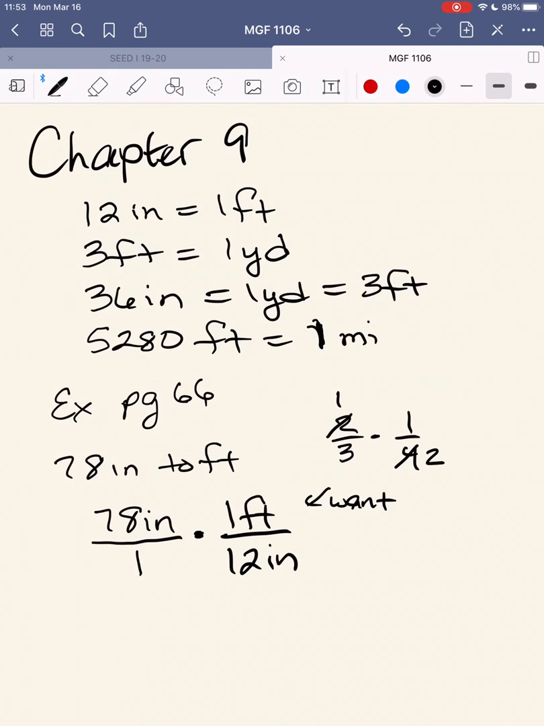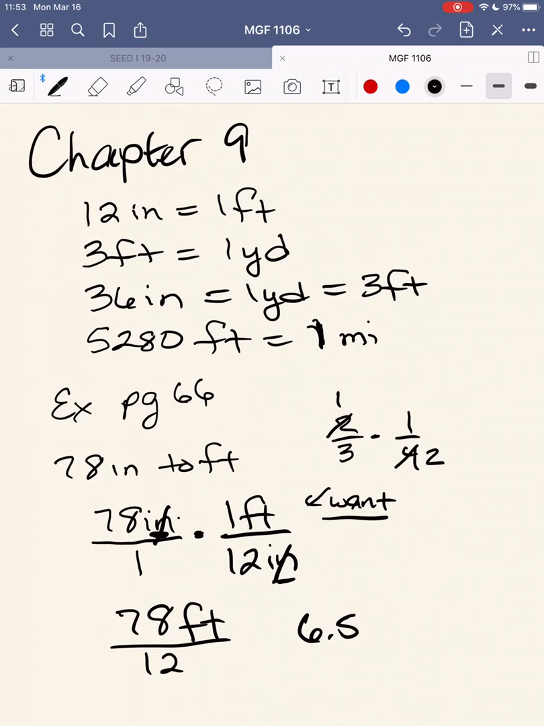Now notice I have inches in the denominator and inches in the numerator, and those units are going to cancel out, leaving me the unit that I wanted, which is feet. When I multiply my fraction straight across, I end up with 78 feet over 12. I put that in my calculator as a fraction. 78 divided by 12 gives me 6.5 feet, and I'm done. Pretty easy.